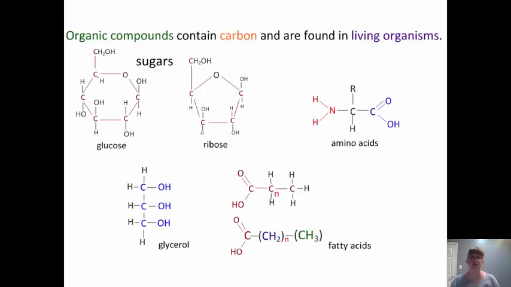So the first thing that we want to remember from both chemistry and our introductory biology class in 9th grade is that organic compounds contain carbon and are found in living organisms. And we have several different types of organic compounds that are found inside of living organisms here: glucose, ribose, different amino acids, and then of course glycerol and fatty acids.